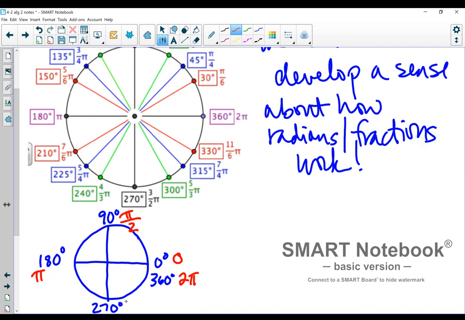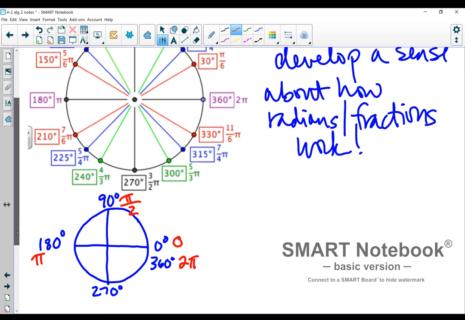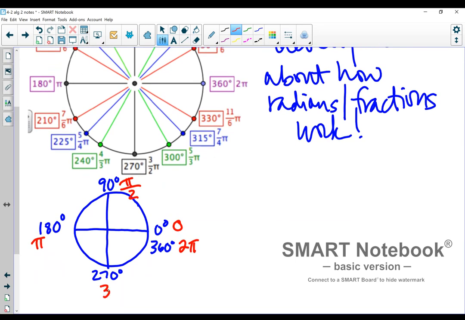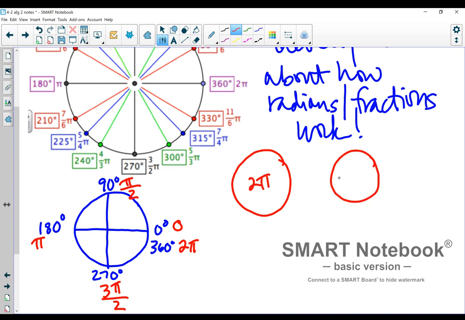And 270 is halfway between 1 pi and 2 pi. That's going to be 1.5 pi, which is 3 pi over 2. So by thinking about fractions, if this is a pi, then this is half pi, this is 1.5 pi, this is 2 pi. I can quickly convert between the two just by using some common sense. Let's remember that all the way around a circle is 2 pi, and half a circle is just pi. We did the pi over 2 and 3 pi over 2.